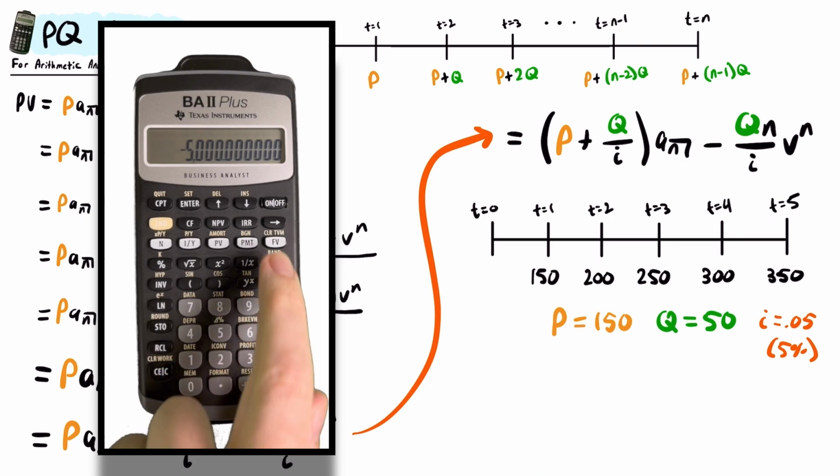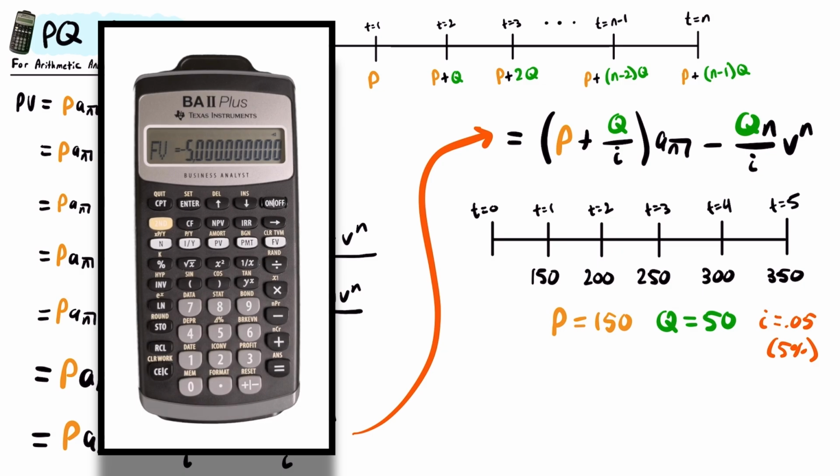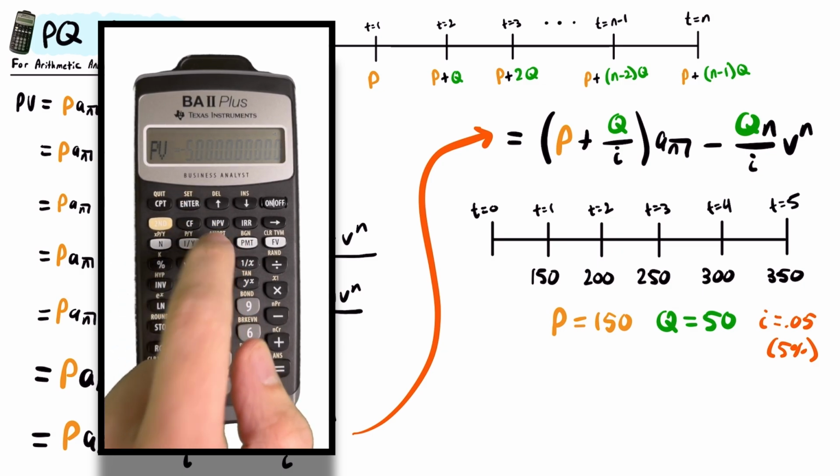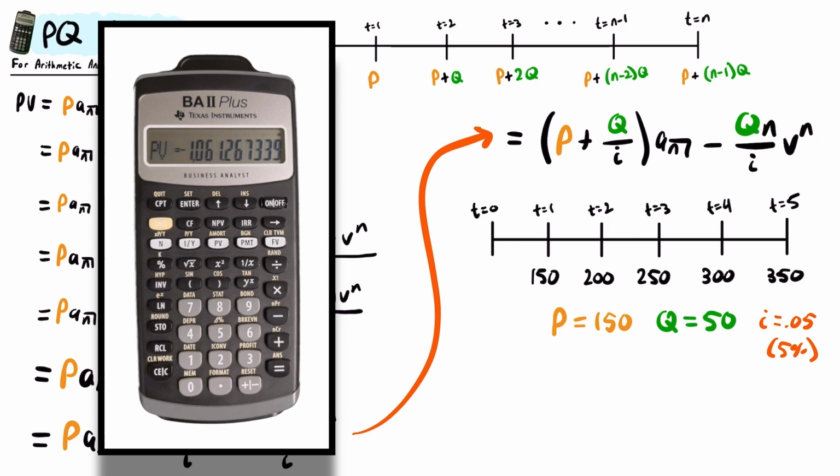So you'll hit the future value button, and then you can calculate the present value. So hit the compute button, and then PV. And there it is. That's the same present value that I gave you earlier using the other method. We found that the present value is equal to $1,061.27 if you round to the second decimal place.